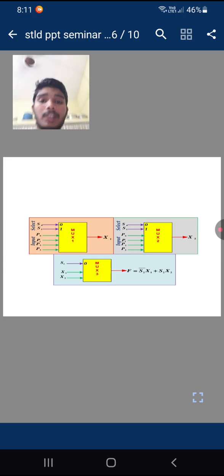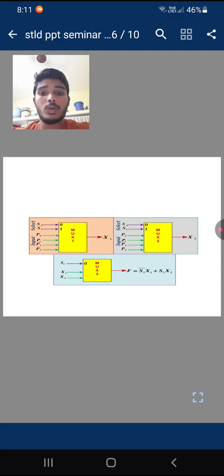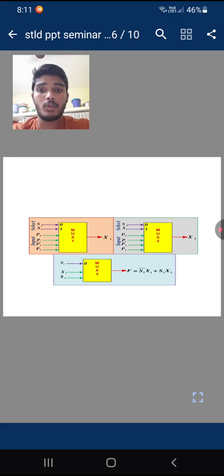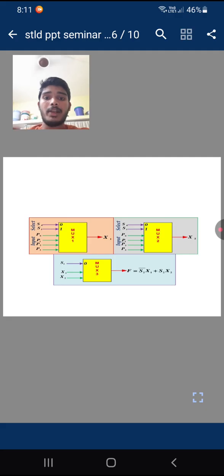We can construct the 8x1 mux in two ways. Directly, we take 2 power 3 inputs and 3 selection inputs with one output, or we can consider two 4 by 1 multiplexers to implement the 8 by 1 mux.